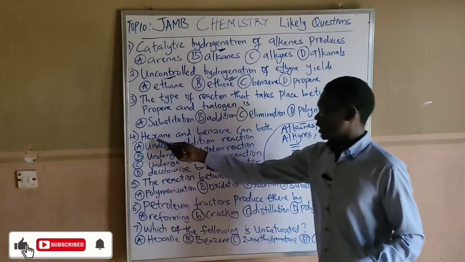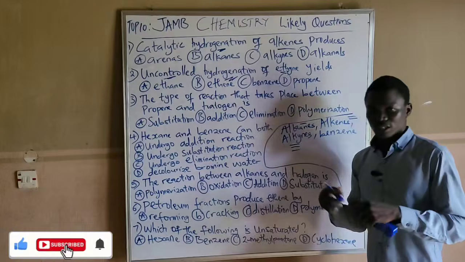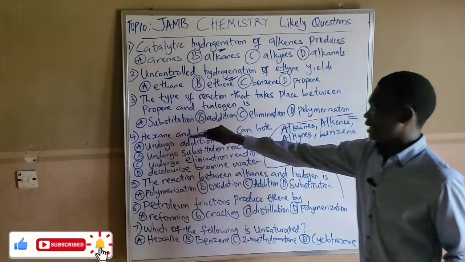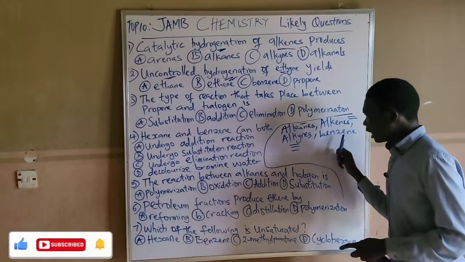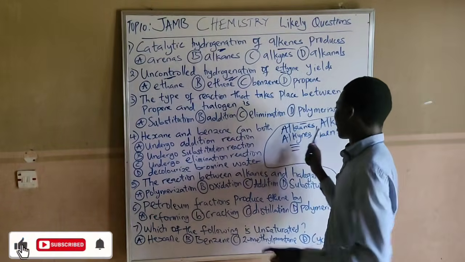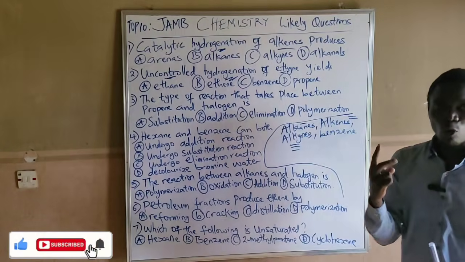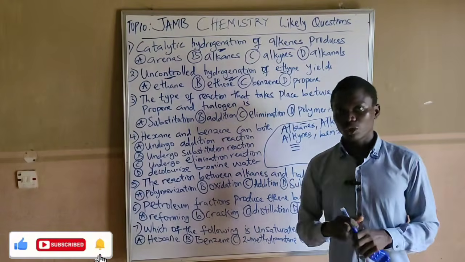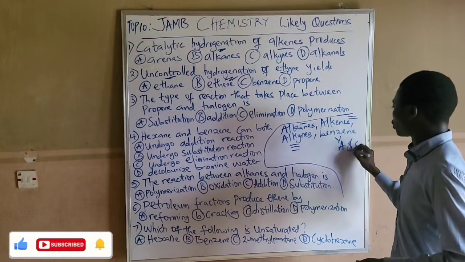The question says ethane and benzene can both undergo dash. Now, ethane is an alkane, and we have benzene. I said benzene undergoes two reactions, addition reaction and substitution reaction. So it undergoes both addition and substitution reactions.